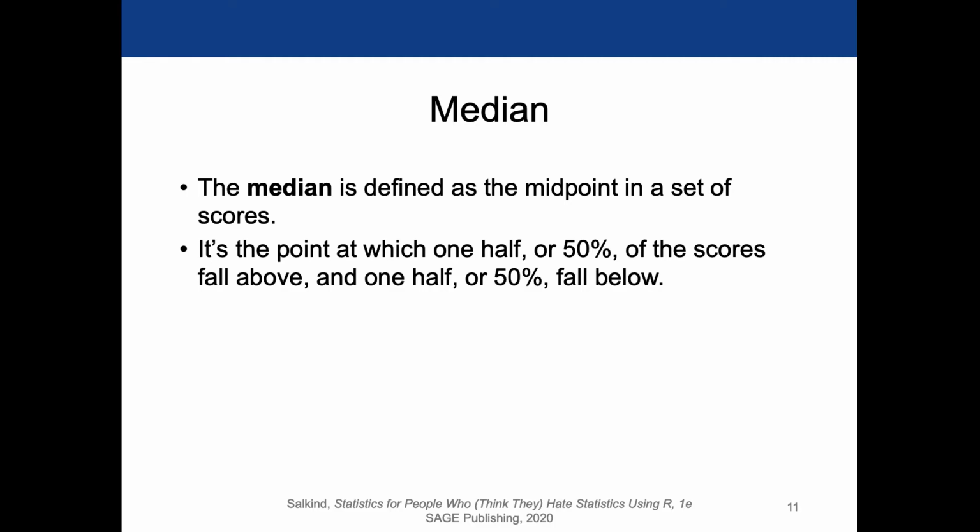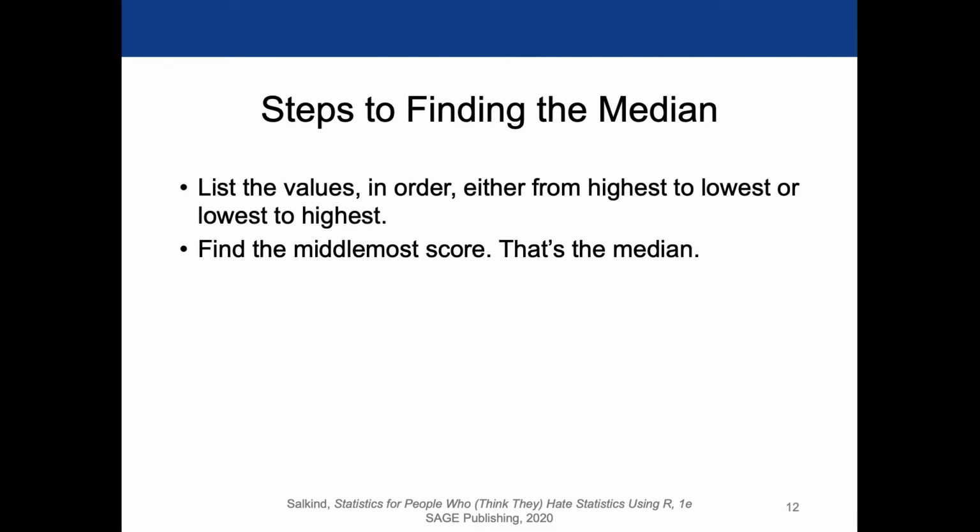Okay, so the median is defined as the midpoint in a set of scores. It's the middle, right? Median is the middle. So it's the point at which half, or 50%, of the scores fall above and 50% of the scores fall below. So the person smack dab in the middle on a variable that we're interested in.